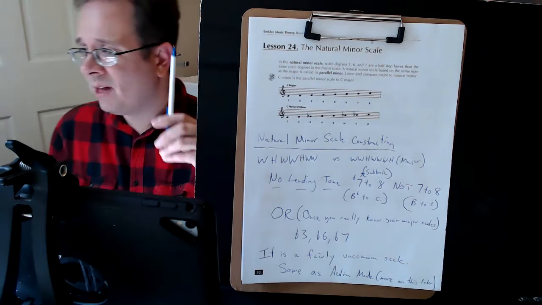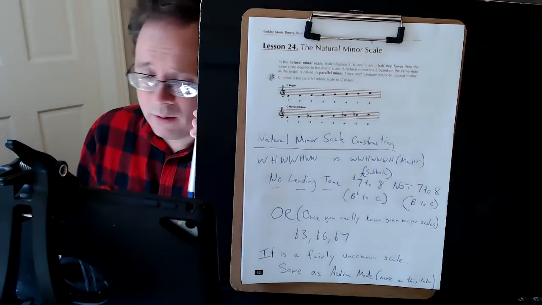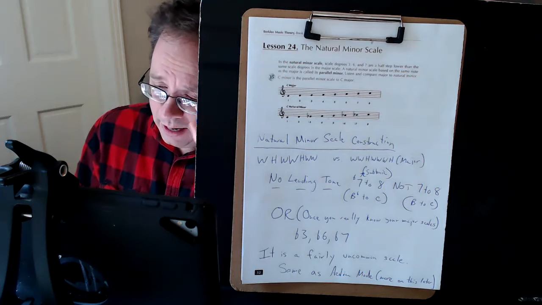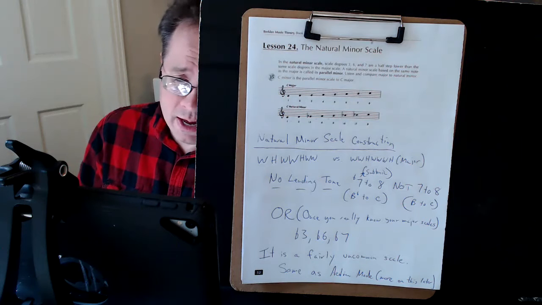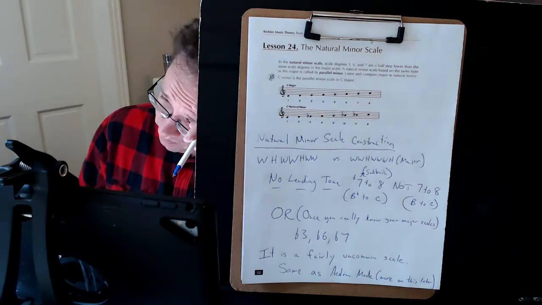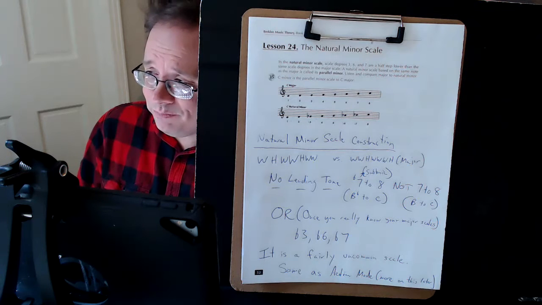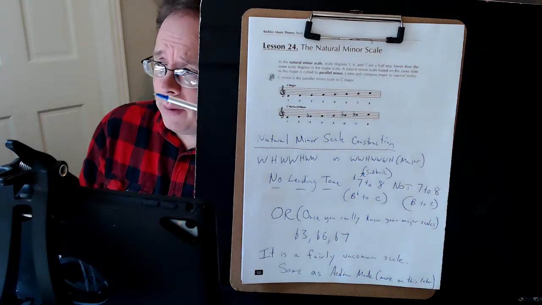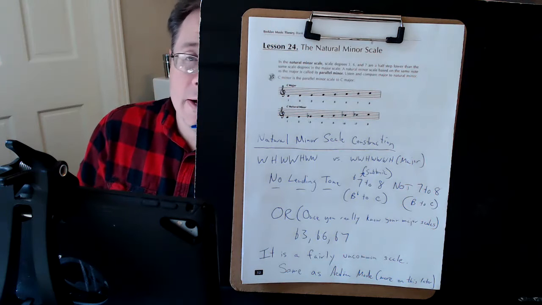Good morning. This is tutorial number 24 for MVSU Music Theory 1, and we are going to be going over lesson 24 in the Berkeley Music Theory Book 1 today. So last lesson we talked about building a major scale. Today we're going to talk about building a minor scale, specifically natural minor.